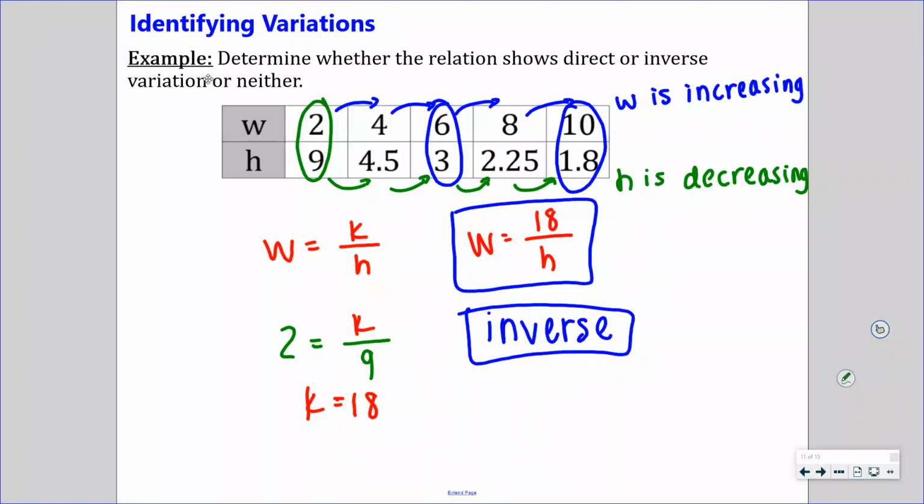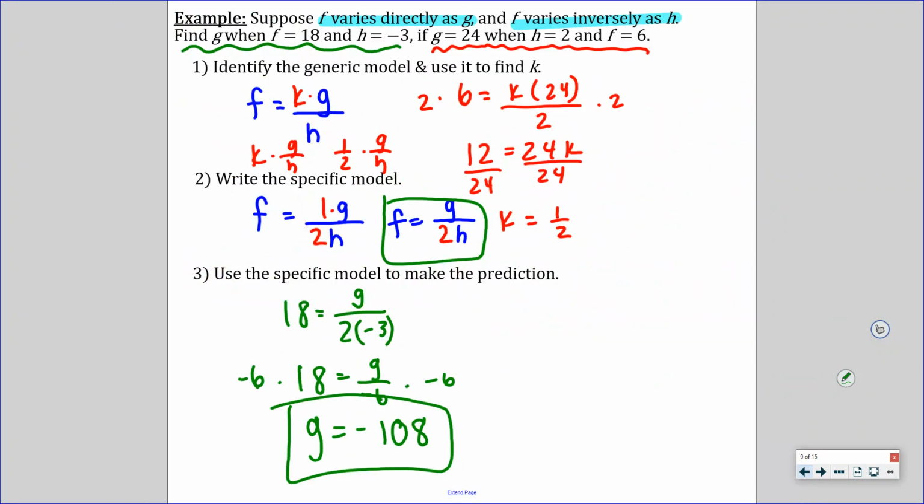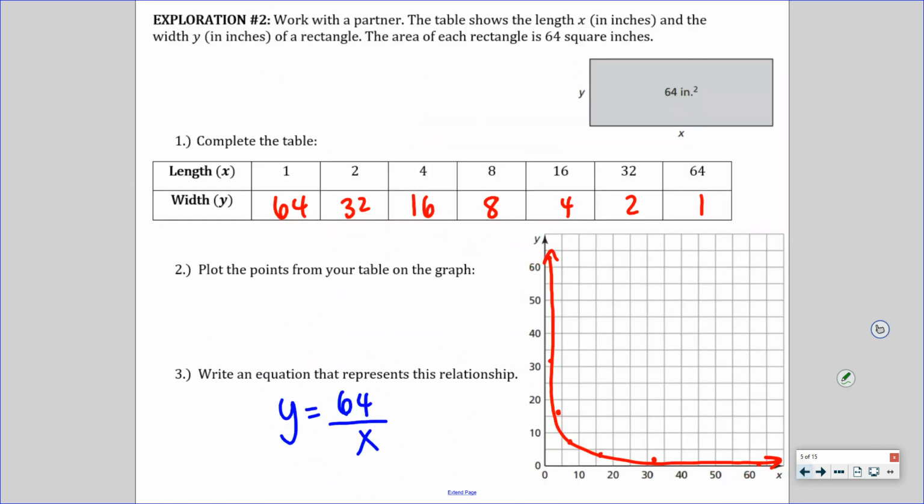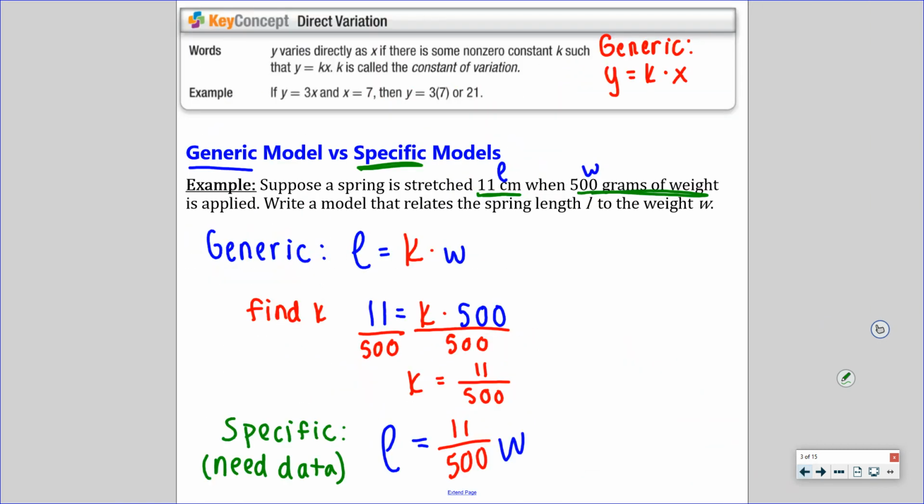All right, we are in the 8.5 note packet. Just a little refresher of what we learned. We learned some types of variations. With direct variation, two variables vary directly, is usually how it's worded. Like if y varies directly as x, that means we have some constant that's being multiplied to the x variable.